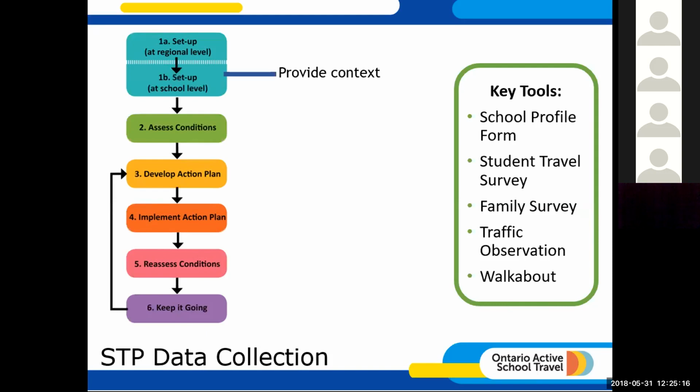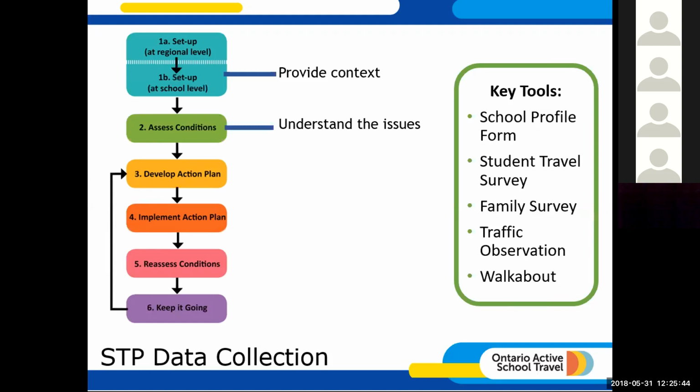The information gathered in the school profile form at the outset in phase 1 sets the context for interpreting the data collected in the later phases. So, for example, knowing the total enrollment and the percentage of students who live in the walk zone is important context when analysing the travel survey data and developing targets for the school.